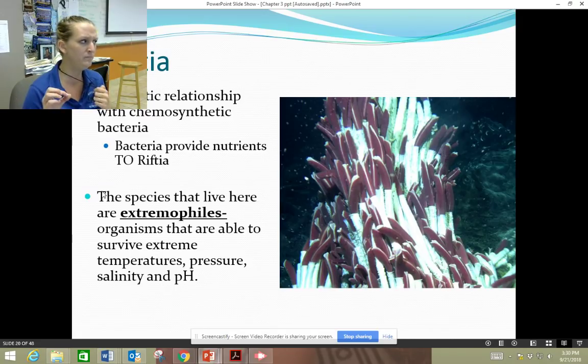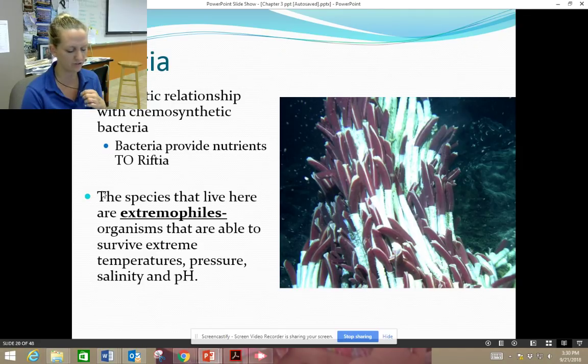Also, salt increases the temperature of boiling point. So it wouldn't exactly be 100. That's just for fresh water. Also, pressure increases boiling point. Okay.